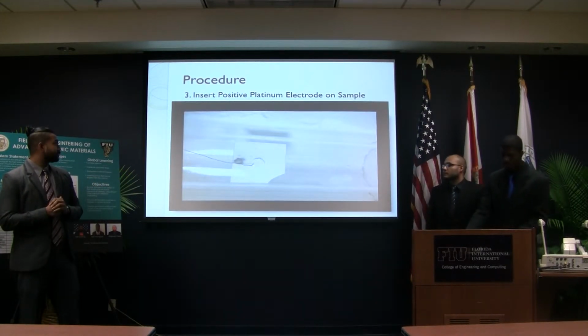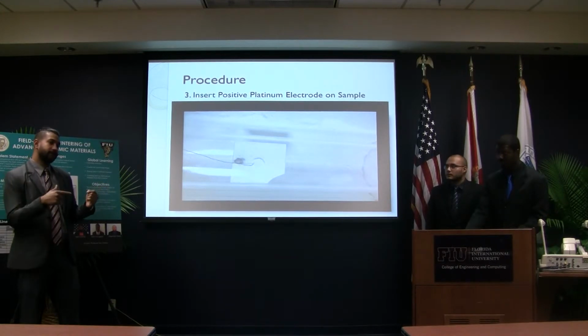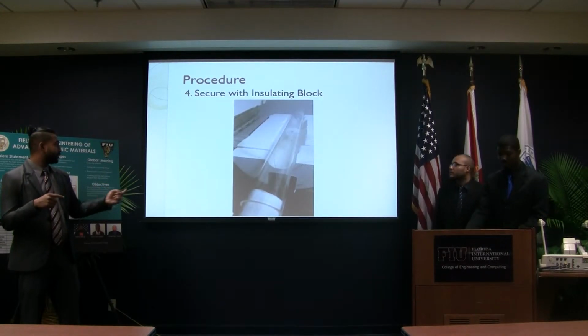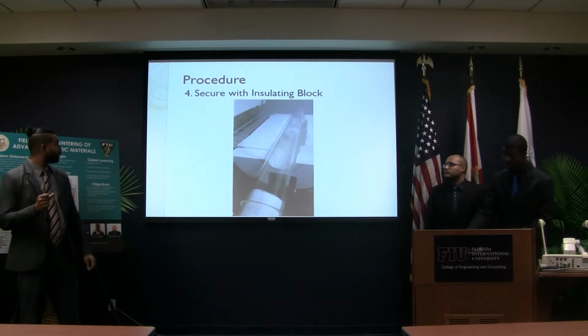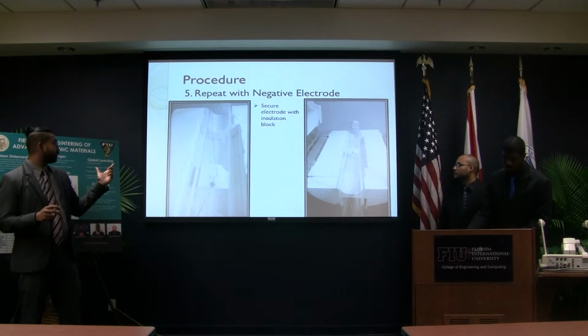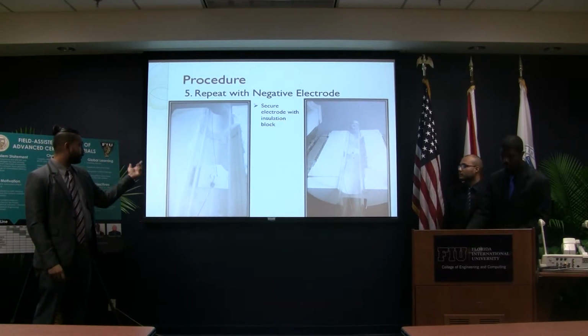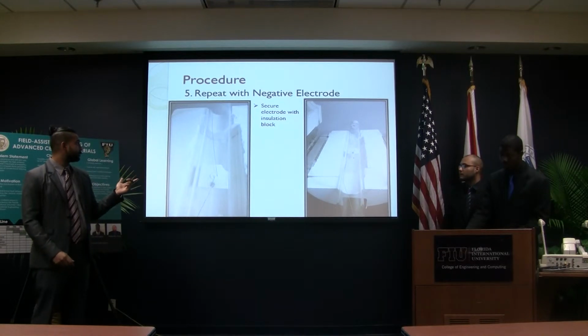One of the harder parts was getting the platinum wire to connect to one end of the sample. So we fed it in from one open end, and then secured it with the insulating block so the wire would stay still. And then we would do that on the other side with the other wire, the electrode. So we got it touching, and then we'd secure it on the other side.